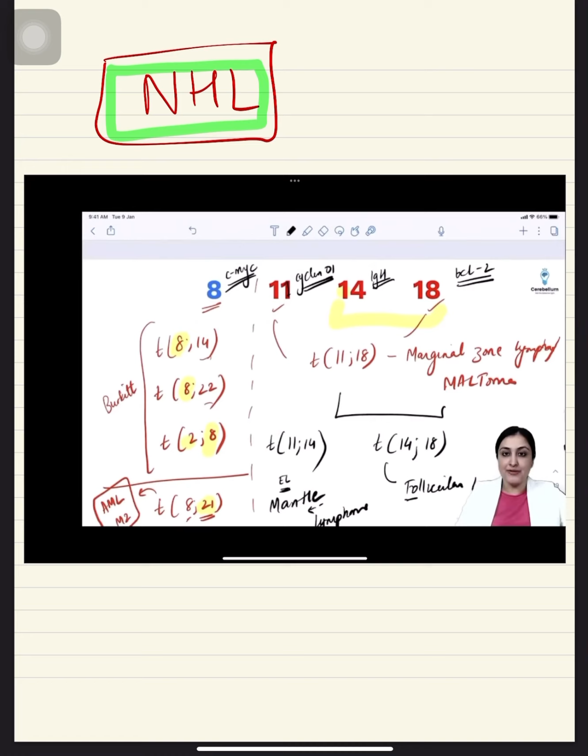So 11, the 'el' of 11, when you reverse it, it becomes 'le' like this, so that is mantle cell lymphoma. So 'el' of 11 becomes 'le' of mantle, that is mantle cell lymphoma. So you're done with Burkitt translocations, you're done with marginal zone translocations, follicular and mantle, along with AML M2.